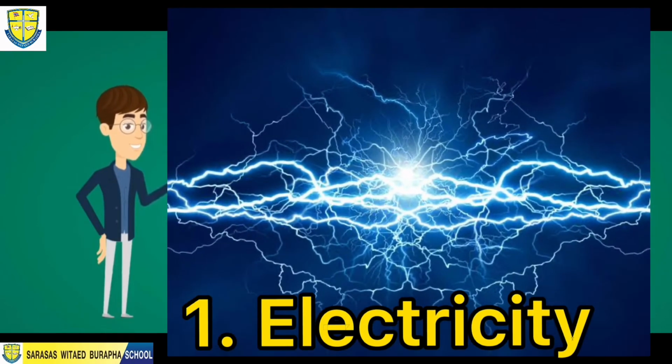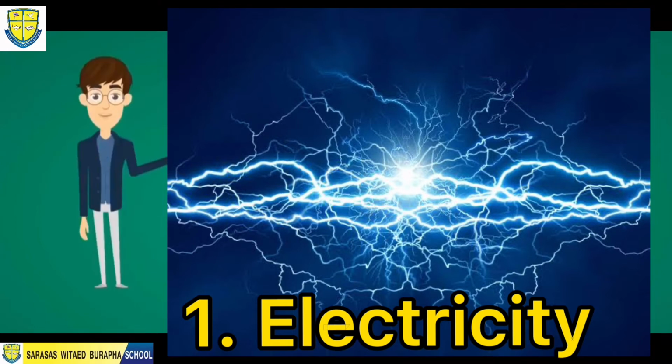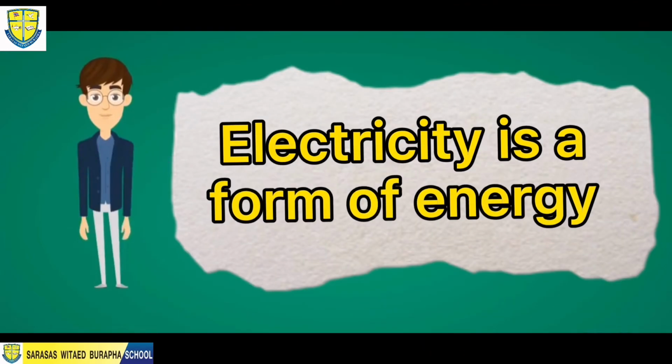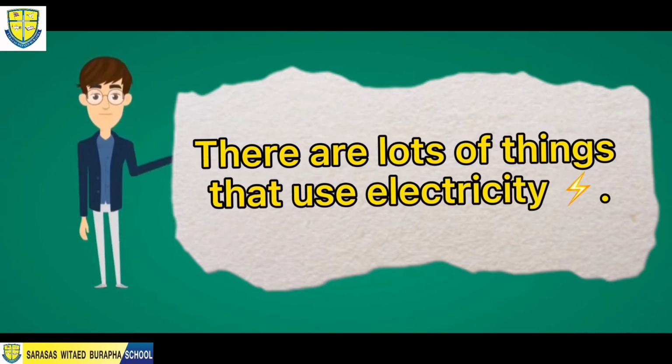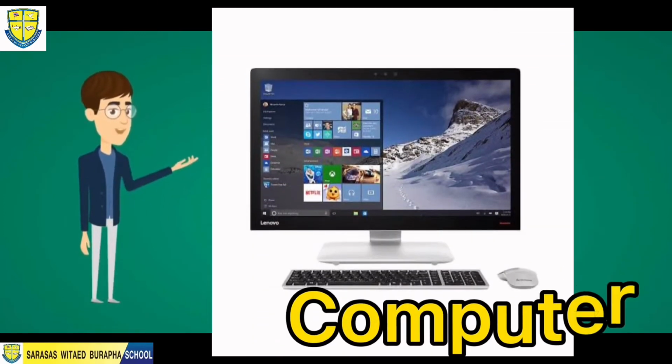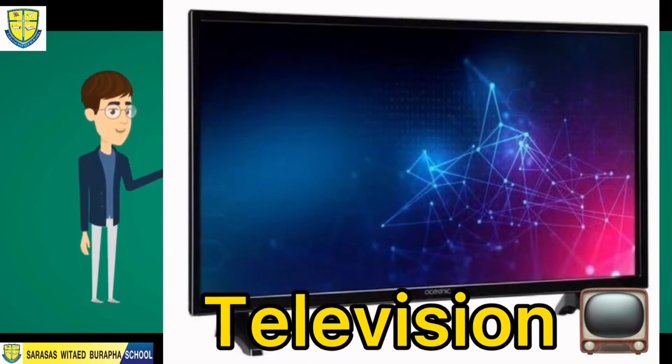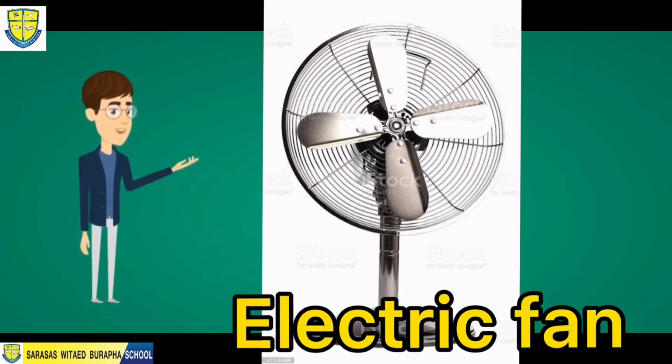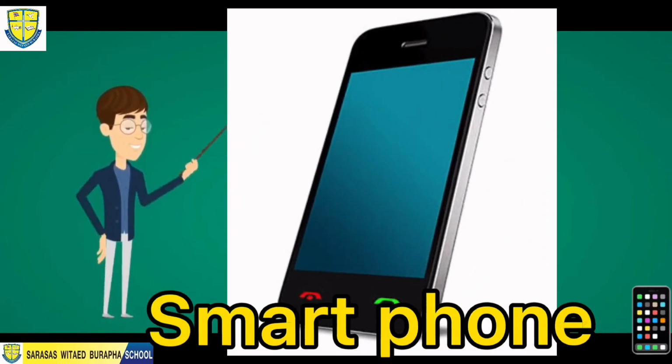Let's start with electricity. Electricity is a form of energy. There are lots of things that use electricity. For example, we have your computer, television, electric fan, and even your smartphones.